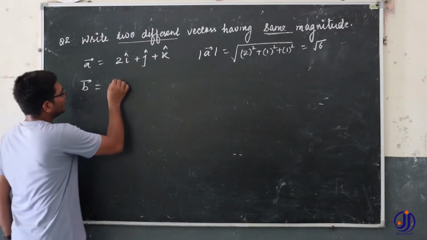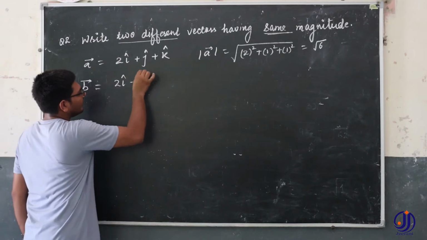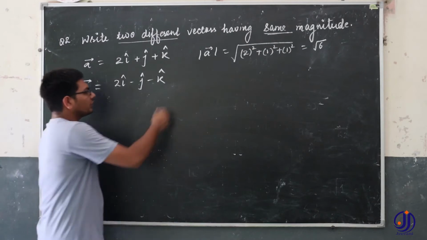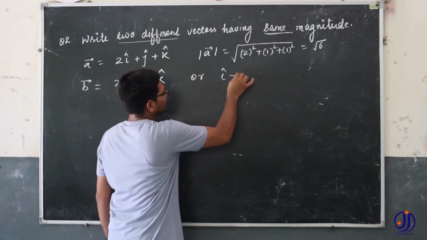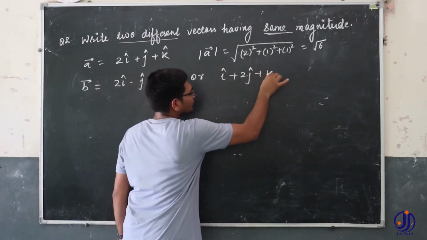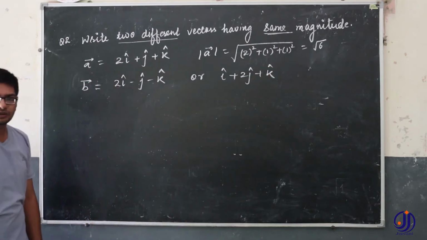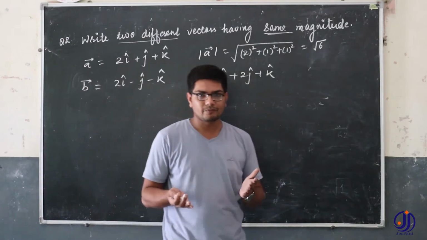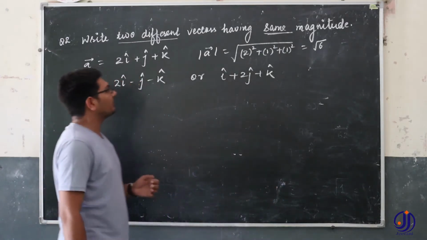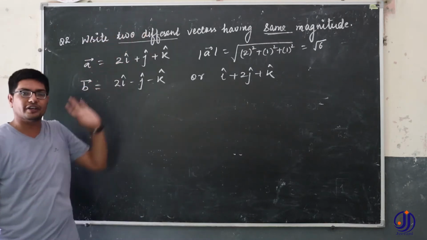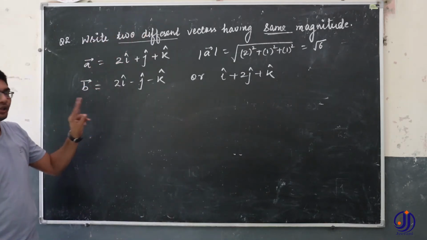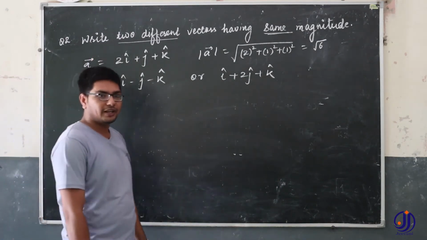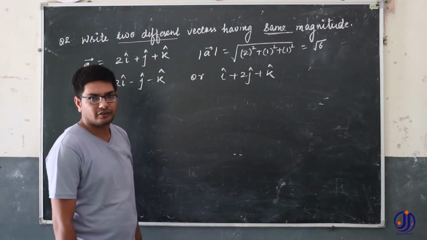So you can say that it's 2i minus j minus k. Now the magnitude will remain the same, root 6. Or you can write it like this: i cap plus 2j cap plus k cap. Its magnitude will also be root 6, but the vectors will be different. There are n number of such vectors. We can write n number of such vectors, but because the question has asked only for two different vectors, we will write only two. These are examples. There can be several examples depending upon the need.